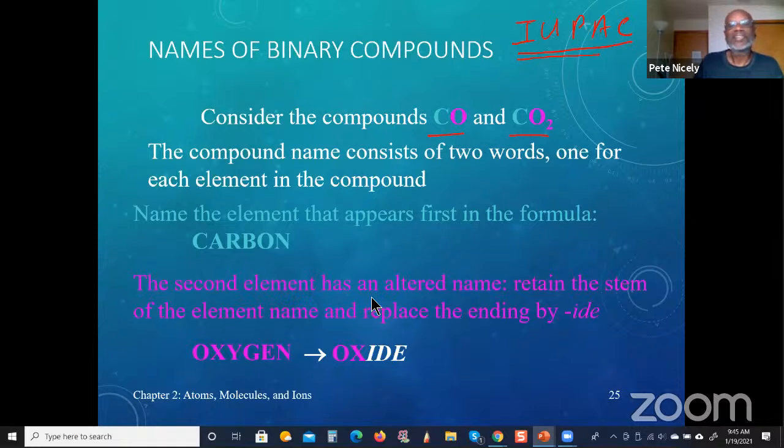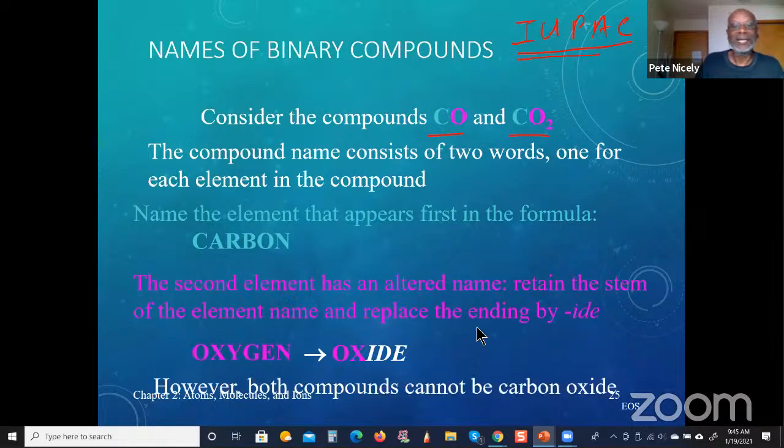Now, the second element, the name of that element, according to IUPAC, has to be altered. So the element here is indicated as oxygen. But in the name of this compound, we have to modify that name by replacing the ending of the name with IDE. So in the case of oxygen, we replace the YGEN by IDE. So oxygen becomes oxide, all right? So carbon remains the same, right? We don't make any modification to that name, but for the second element, we modify it by replacing the ending of that name with the suffix IDE, all right?